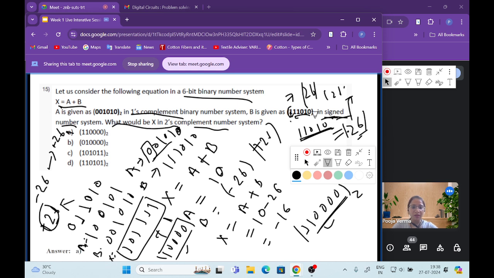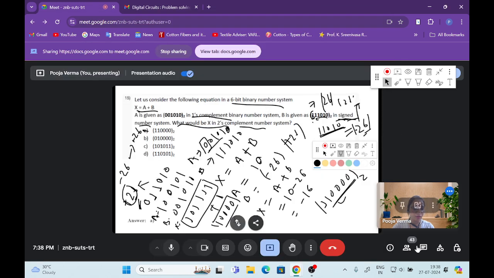If both numbers are one's complement, then you can also directly add. Just see in the question in what form they are asking the answer. Here they are asking the answer in two's complement form, so that's why in the last we need to convert. It is a direct method, a shortcut which I have described in the first one. The second one is the main thing.